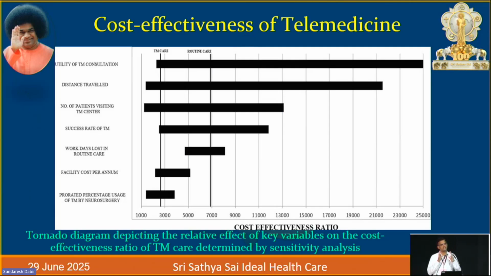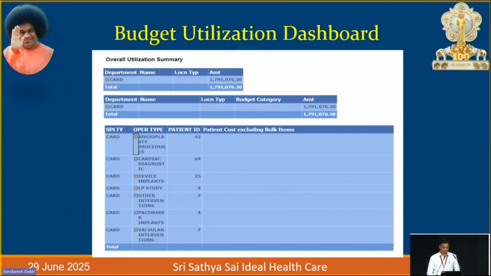Looking at cost effectiveness, it was an interesting model that we could come up with to understand routine care versus telemedicine care. What are the key parameters that impact it, and what is the ideal place to locate a telemedicine center, considering the distance between the telemedicine center vis-a-vis the specialist center over here. What would be the facility cost per annum, the work days lost in routine care for the patient, the success rate, as well as the number of patients visiting the telemedicine center. So this was a cost effectiveness ratio of the TM care that we could achieve, and it was published in a reputed journal.